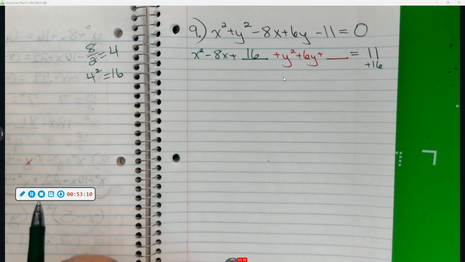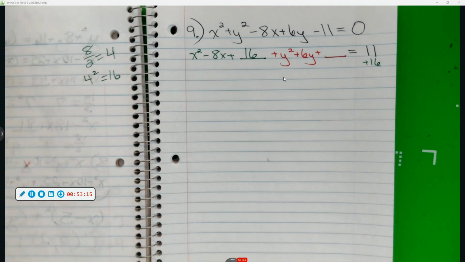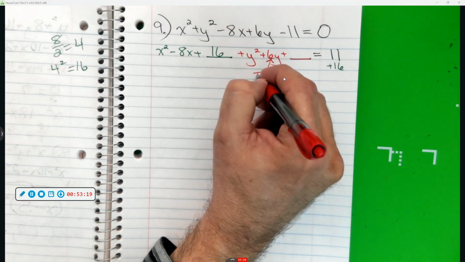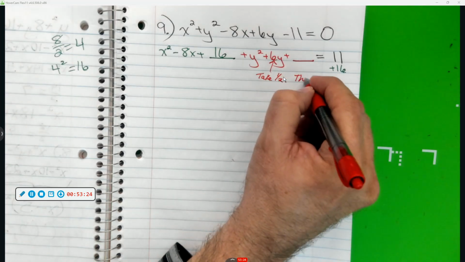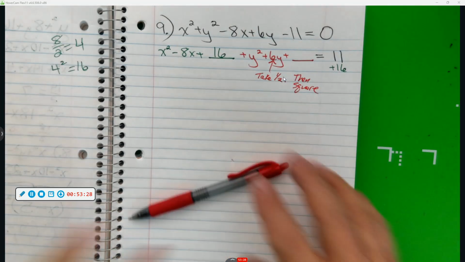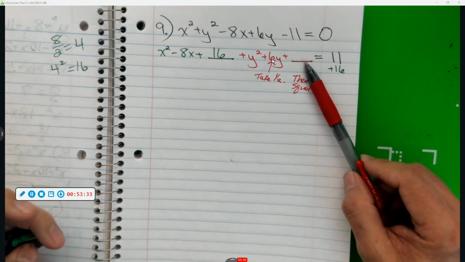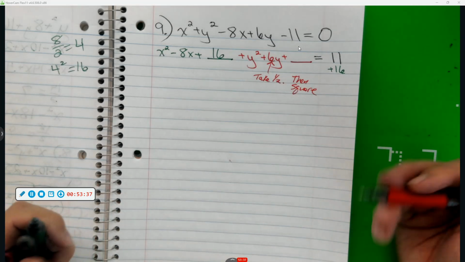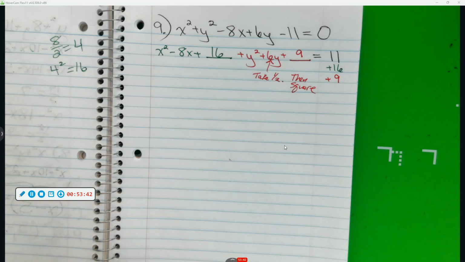Now, if I can say something, write it out in words. Over here on the red, you take half and then square it. So what number goes in the red blank? Half of 6 is 3. 3 squared is 9. So you add 9 to the left, but you have to add 9 to the right also.